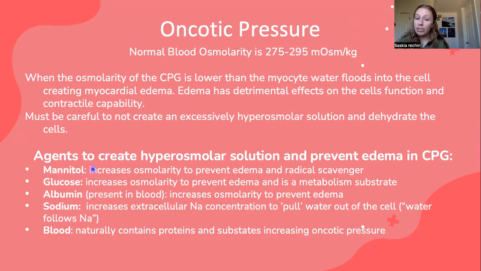You can use mannitol to do this. It's also a radical scavenger. Glucose, which is also a metabolic substrate. Albumin can be added directly or through blood. Sodium as well, same concept, and it can increase that extracellular sodium level to pull water out rather than allowing it to seep in. And then blood itself has a lot of these components naturally in it, and it has other natural oncotic pressure substrates.